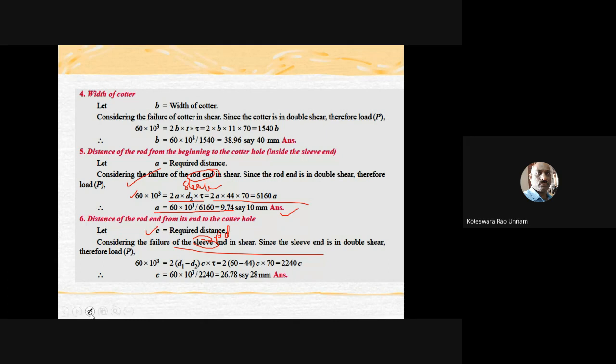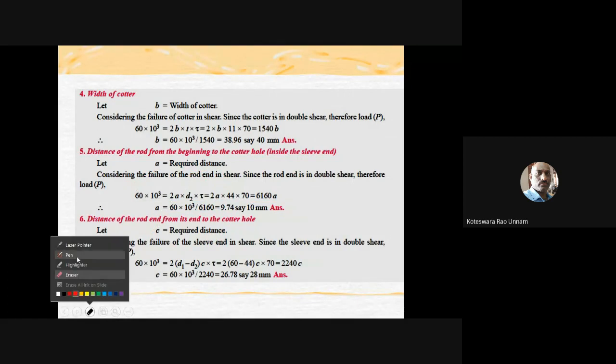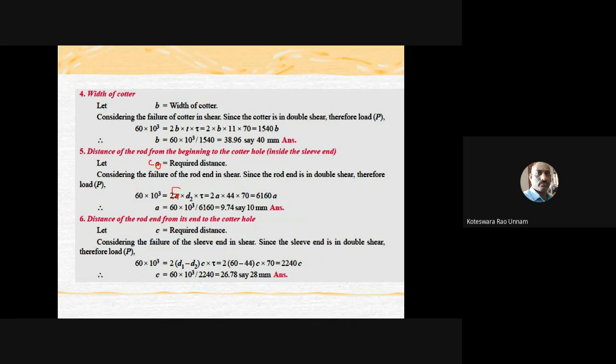The formulas are okay, but he has interchanged those parameters. So what you have to do here is take this dimension as C instead of this one, and use C here. Then you have to calculate this one. You have to take this one as A and this one as A. Then C is going to be 10 mm, and with this calculation you will get A equal to 28 mm.